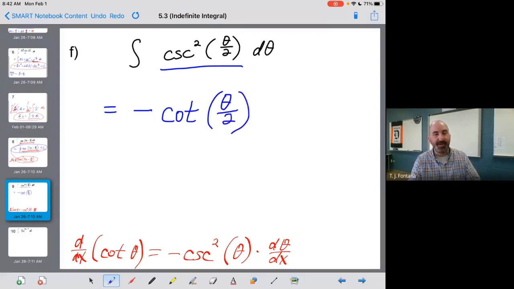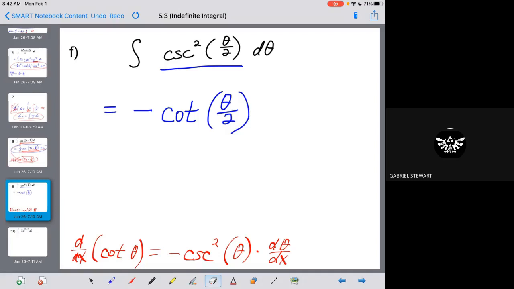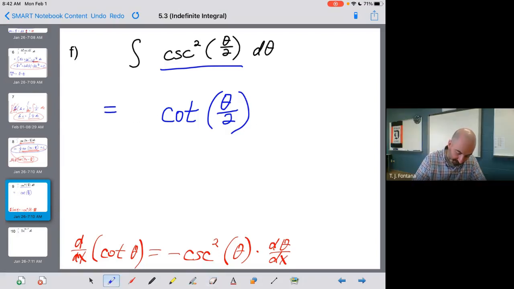But wait, there's more. Now we are dividing by the derivative within. Everybody, what is the derivative of theta over 2? One half. Right. And we're going to divide by 1/2, and of course, dividing by 1/2 is the same as multiplying by the reciprocal, multiplying by 2. So I'm going to make that a -2 out in front and then just a plus c at the end. And I think we've got it. I think that's my answer.